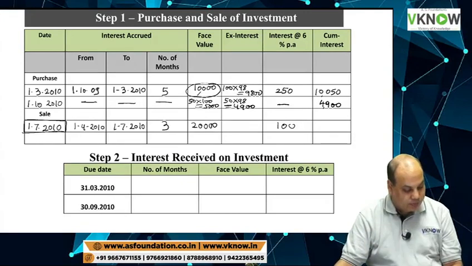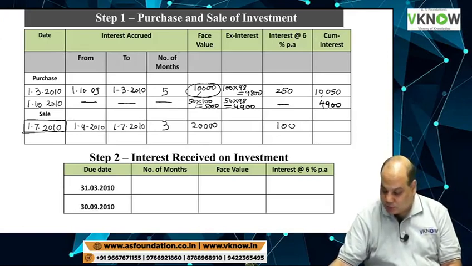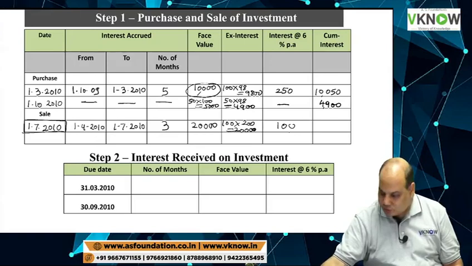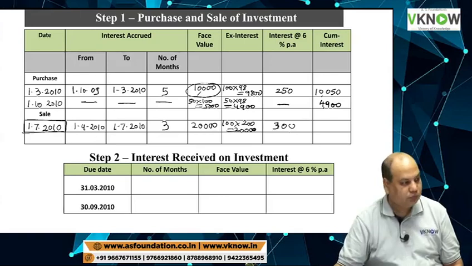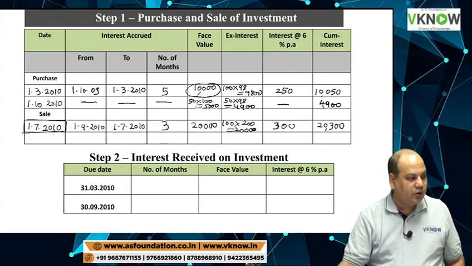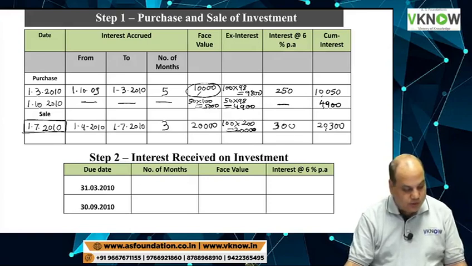And what is the price at which it was sold? Ex interest, out of original holding, at 100 rupees. 100 into 200, so it was 20,000 rupees realized, ex interest amount, plus 100. Sorry, plus how much? 300. Interest is 300, you are right. And this is 20,300.